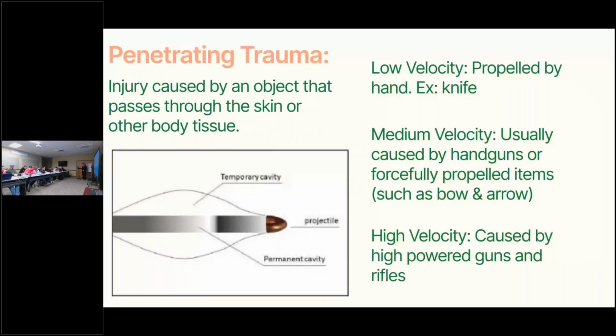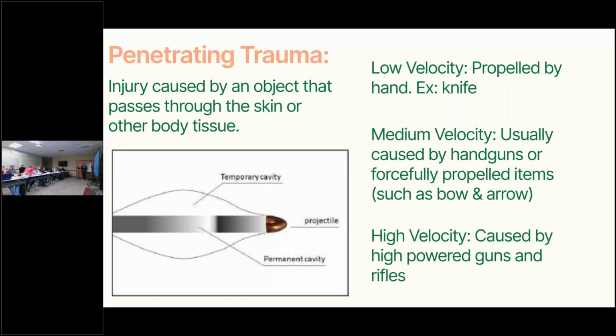Penetrating trauma. I love this topic. Penetrating trauma is injury that's caused by an object that passes through the skin or other body tissue. These can be low, medium, or high velocity. What kind of object would cause a low velocity trauma? Something pretty much thrown. Nice. And what about medium velocity? Small weapons, like a handgun. And then high velocity would be more like high powered guns and rifles, things like that, right?